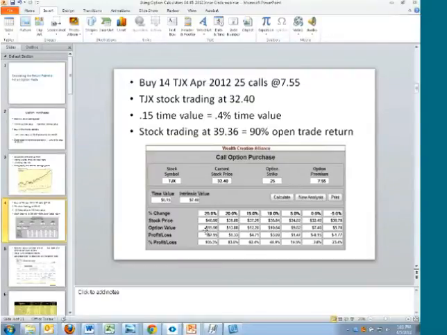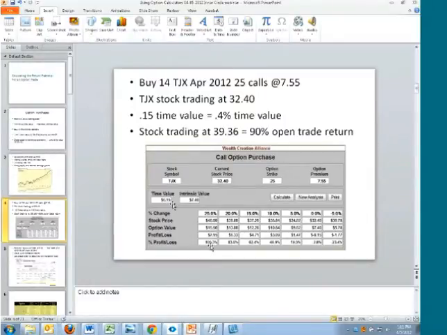For example, if TJX stock goes up 25% at option expiration, then this option purchase would realize a 105% return. If TJX stock is flat at 32.40 at option expiration, we'll lose 2%. If it's down 5%, we lose 23%. So the calculator is useful, and it gives you an idea of what the profit-loss potential is.